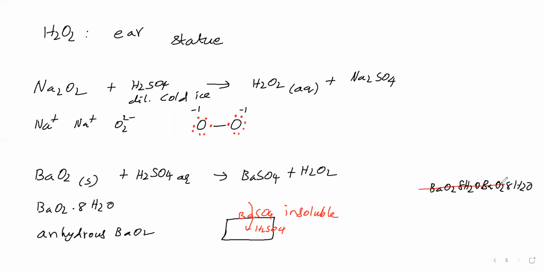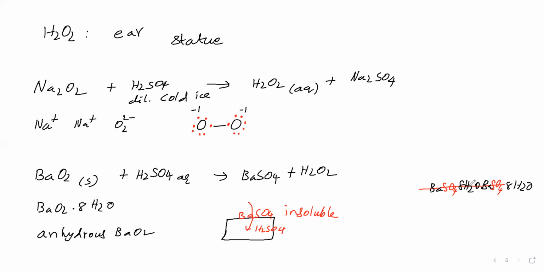BaO2·8H2O is present. Now the surface is reacting with the dilute sulfuric acid. Therefore, on the surface, this barium peroxide is converting into barium sulfate. Barium sulfate is not in contact with water, because barium sulfate is insoluble in water.